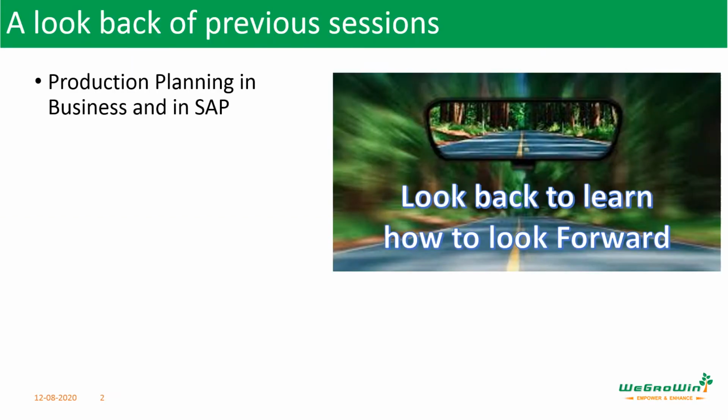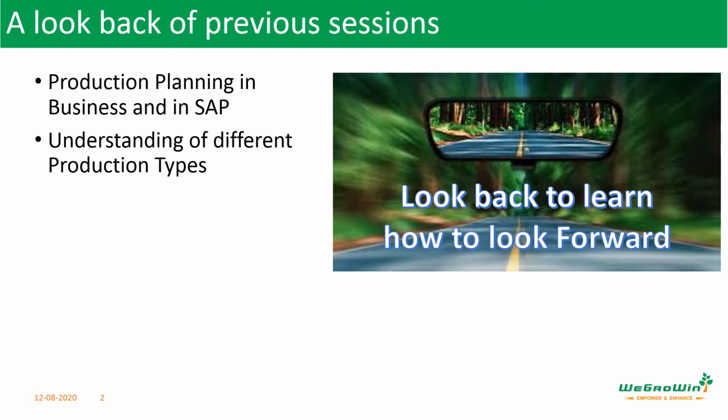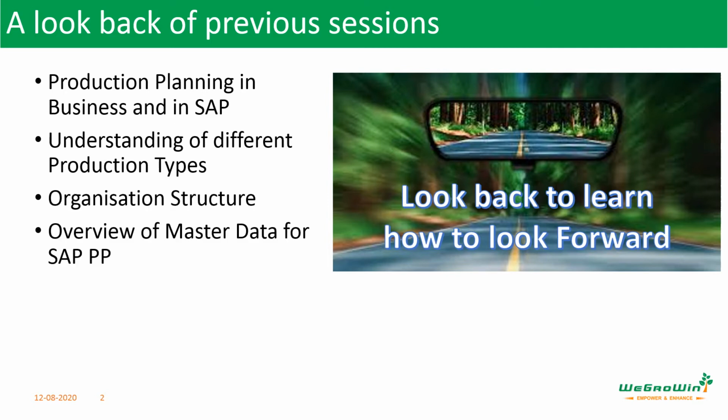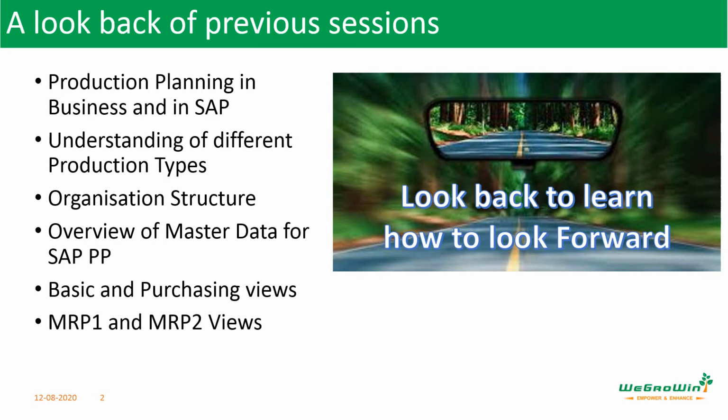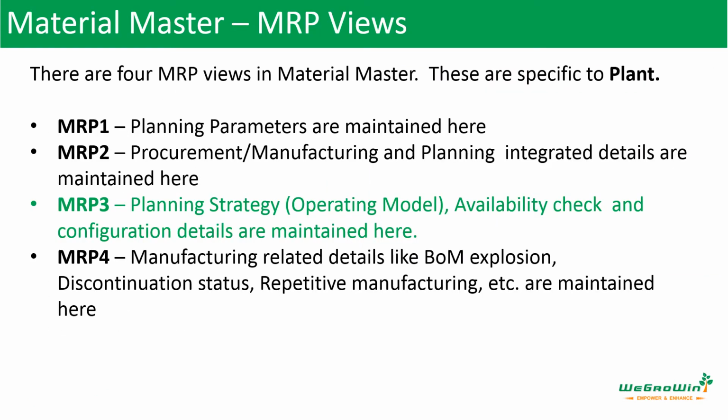So far we discussed production planning in business and in SAP, understanding of different production types, organization structure, overview of master data for SAP PP, basic and purchasing views, MRP1 and MRP2 views. There are 4 MRP views in Material Master. MRP1 defines the planning parameters, how the system plans. MRP2 has parameters related to procurement and manufacturing and planning. So here planning and procurement are integrated.